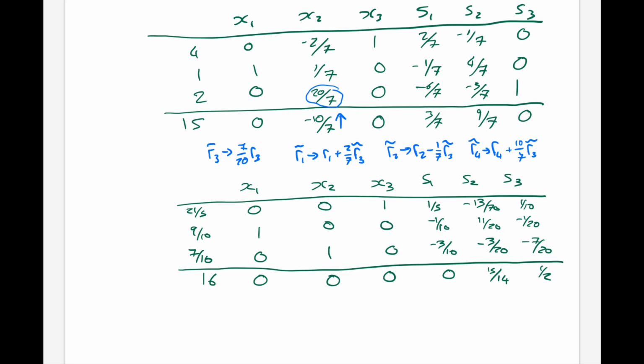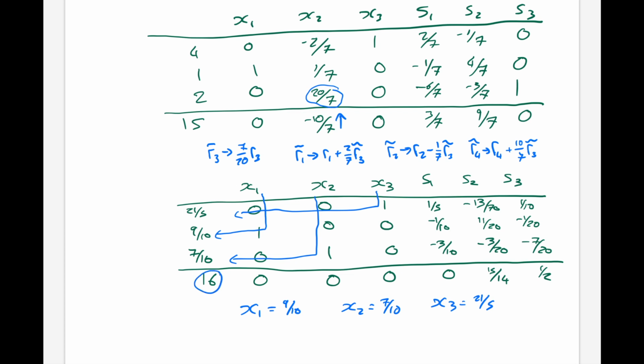And now we have no negative values in our objective row anymore, so we have found one optimal solution. We can read off that optimal solution by looking at our basic variables. Those are the ones with zeros and ones in the columns, so x1, x2 and x3, and we read them off by going down to the 1 and over to the left hand side. So that gives us x1 is equal to 9/10, x2 is equal to 7/10, and x3 is equal to 21 over 5, giving an objective value of 16.